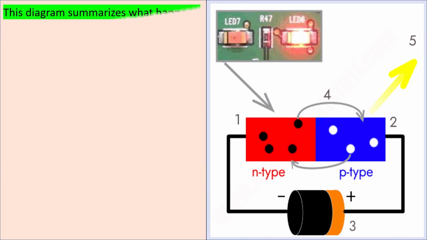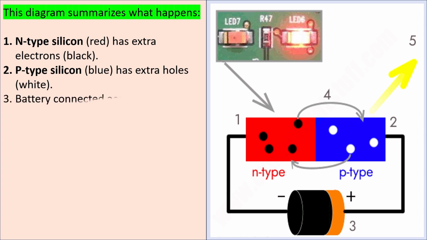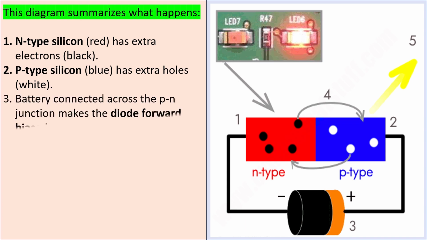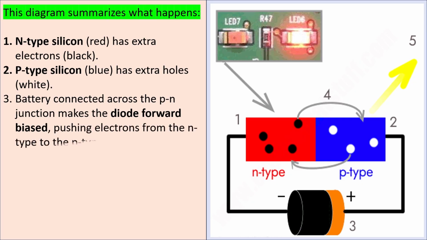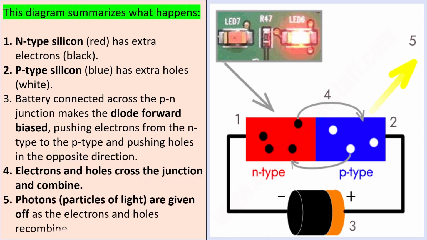This diagram summarizes what happens. First, the N-type silicon, red, has extra electrons, black. Second, P-type silicon, blue, has extra holes, white. Thirdly, a battery connected across the p-n junction makes the diode forward biased, pushing electrons from the N-type to the P-type and pushing holes in the opposite direction. Electrons and holes cross the junction and combine. Photons, particles of light, are given off as the electrons and holes recombine.